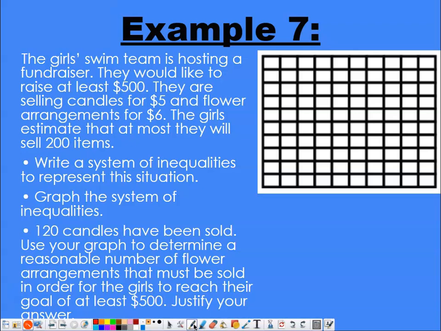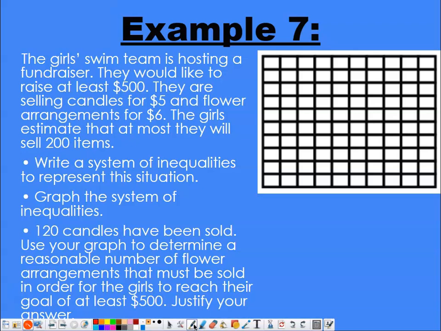Let's go ahead and read it. So the girls' swim team is hosting a fundraiser. They would like to raise at least $500. They are selling candles for $5 and flower arrangements for $6. The girls estimate that at most they will have sold 200 items.